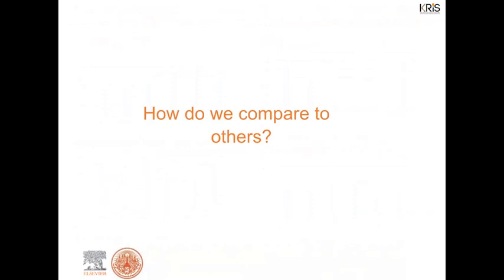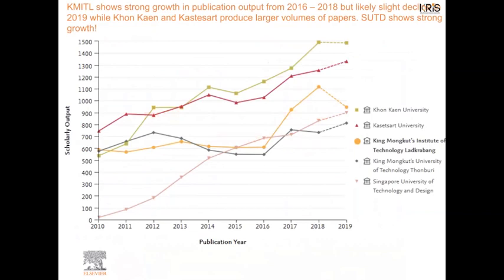How do we compare to others? Whether you are a person, department, faculty, or university, it makes sense to compare to others to get a sense of how we're doing. I chose a couple of universities: 3 other Thai universities and 1 small Singaporean university. Here the orange line is the number of papers for KMITL. You see very strong growth from 2016 to 2018.